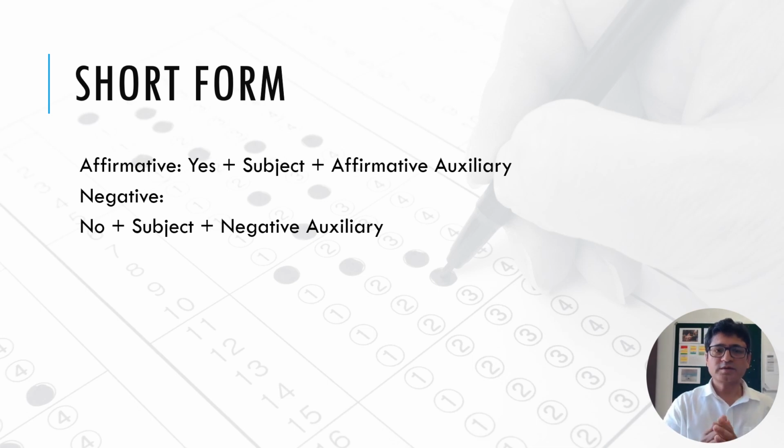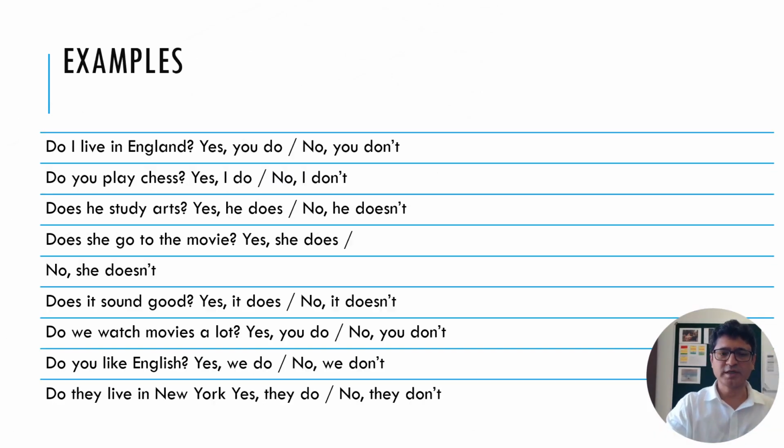Now, sometimes we do not speak English in complete sentences. We speak in short forms also. If there is a question, you give an answer to that. In yes, you put yes plus subject and then the affirmative auxiliary. Similarly, if you respond with a negative, you say no, then subject, and then use the negative auxiliary. Now let's look at examples that will make clearer what I'm talking about.